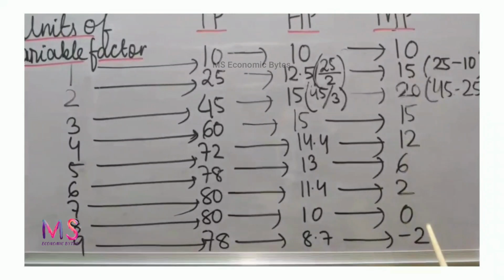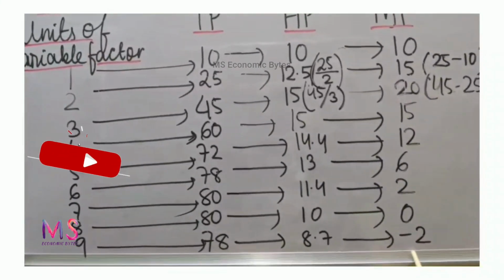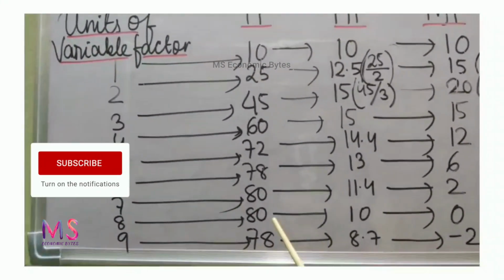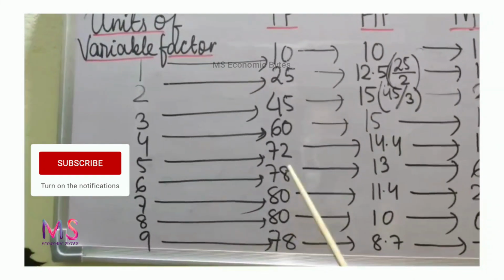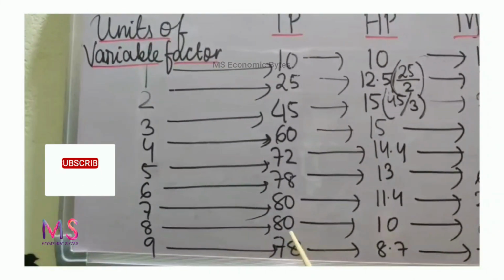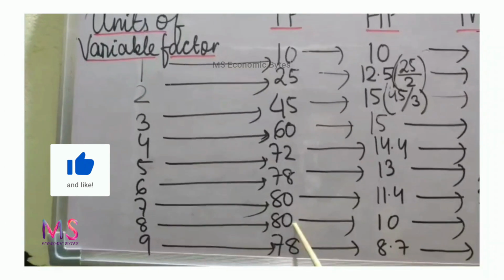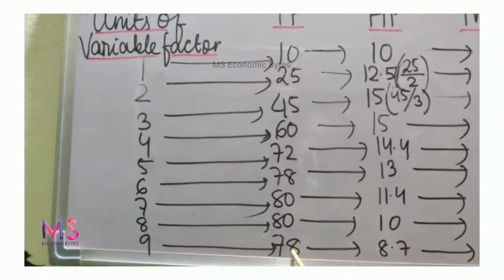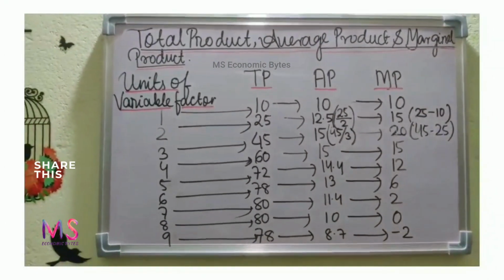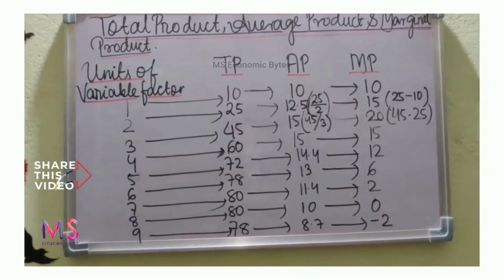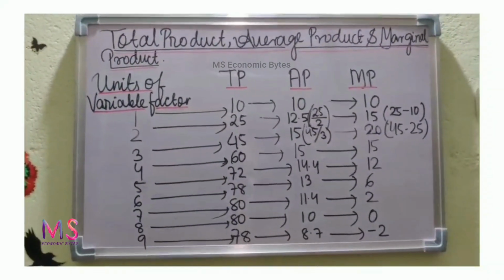And when marginal product becomes negative, that is in this case minus 2, your total product starts falling. As you can see here, it has decreased from 80 to 78. So this is the tabular representation of total product, average product and marginal product.